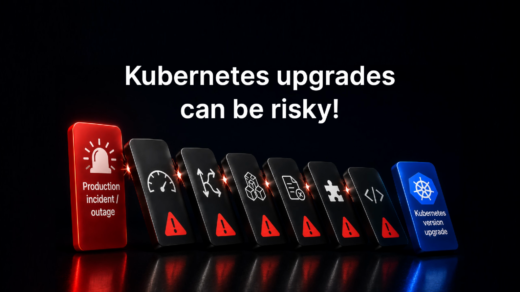Even a small Kubernetes version change can have unexpected effects. Applications may behave differently, plugins may become incompatible, and configuration issues can surface. If these problems aren't caught early, they can lead to production incidents or outages.